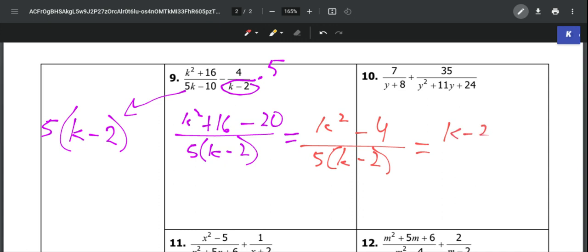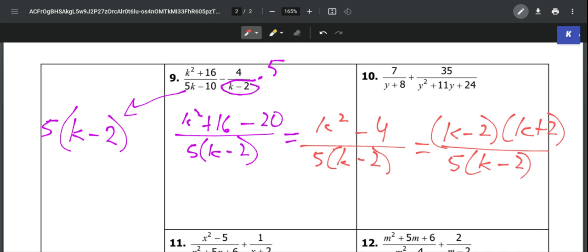So we'll have k minus 2. And then we double it with a plus sign. So k minus 2, k plus 2 would be how we factor that. Then we'll be left with 5 times k minus 2 on the bottom. And now you can see we have a k minus 2 on top and a k minus 2 on bottom. So we're actually going to be left with k plus 2 over 5.